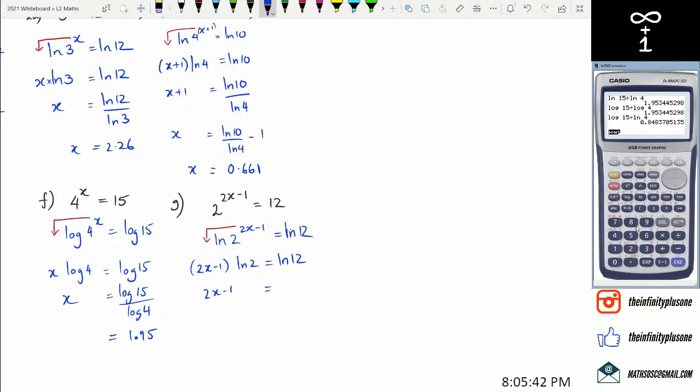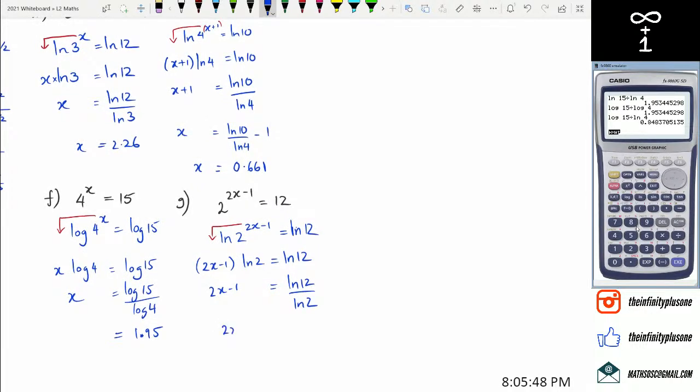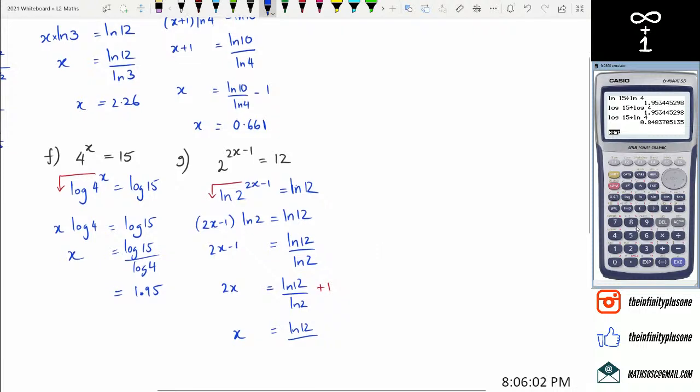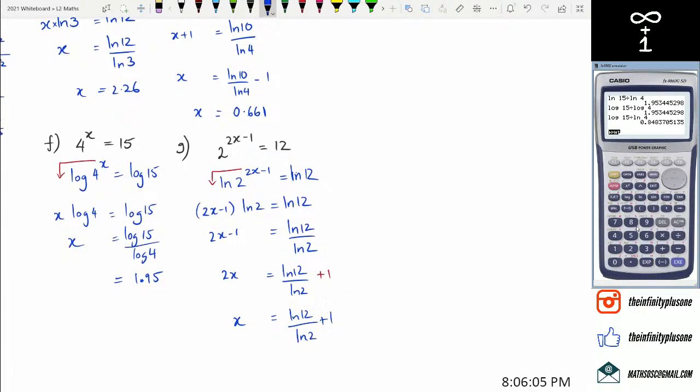Rearranging it, ln of 2 goes to the other side, so we've got 2x minus 1 is equal to ln of 12 divided by ln of 2, and of course that becomes plus 1. And finally, x is equal to ln of 12 divided by ln of 2 plus 1, and that whole thing is now divided by 2, which is going to give us whatever x is. So I've got ln of 12 divided by ln of 2, plus 1, and all that divided by 2. As you can see, I'm getting 2.29 as my answer there.